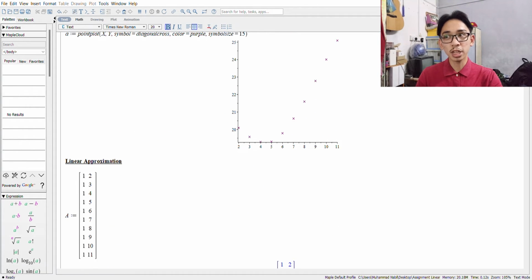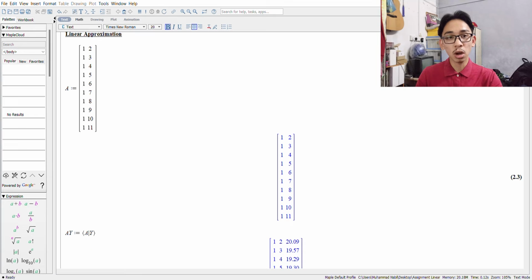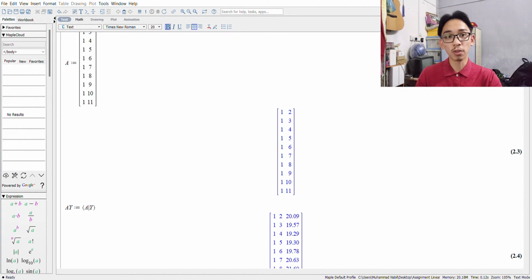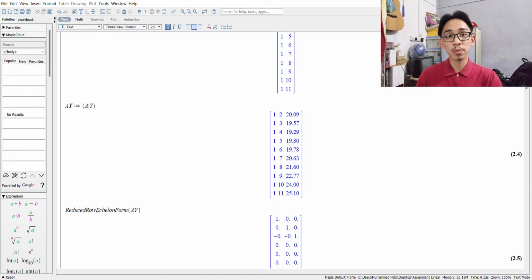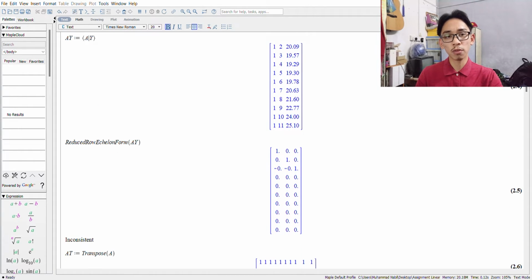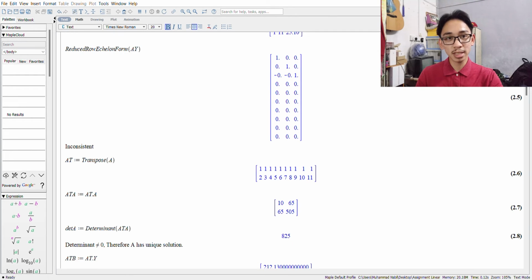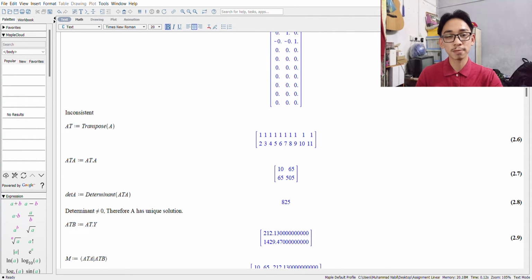Now we want to find the linear approximation of the data. The first column of the data is all equal to 1, and the second column represents the value of x. We put the values of y into the matrix, and then we get this. We reduce it with RREF, then we find that the matrix is inconsistent. We apply the normal system, and we find that the determinant of A is not equal to 0, which indicates A has a unique solution.